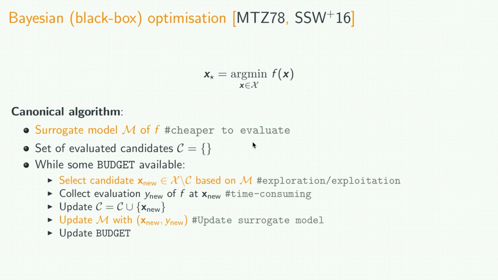In the first step, we select a new candidate x new to evaluate, based on an exploration-exploitation trade-off that we perform using the surrogate model M. We collect the evaluation y new at this new candidate location. This is a time-consuming step. Then we add x new to the set of evaluated candidates. With the new evaluation at x new, we can update the surrogate model, and then we iterate over those different steps until we run out of budget, and we return the best solution that we found.